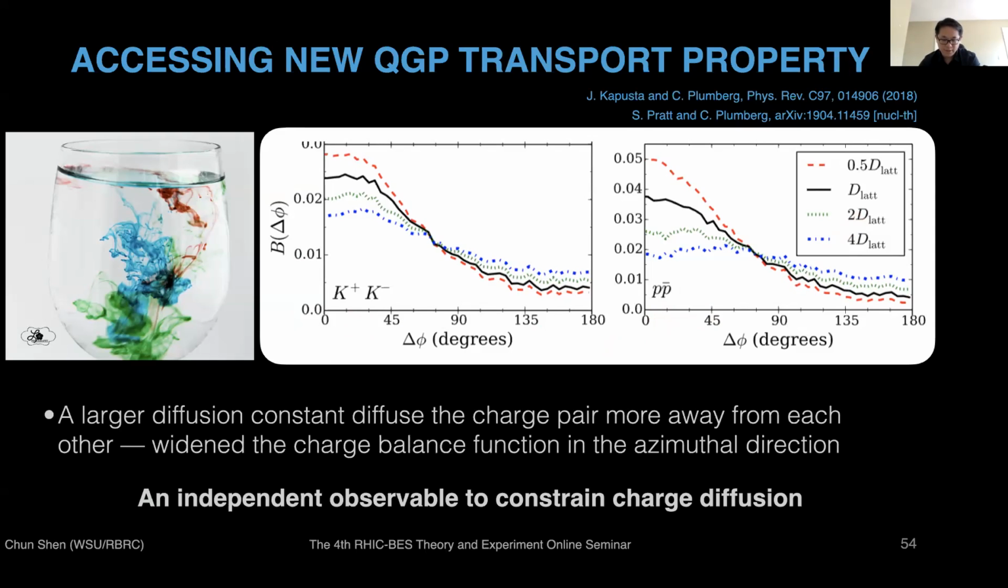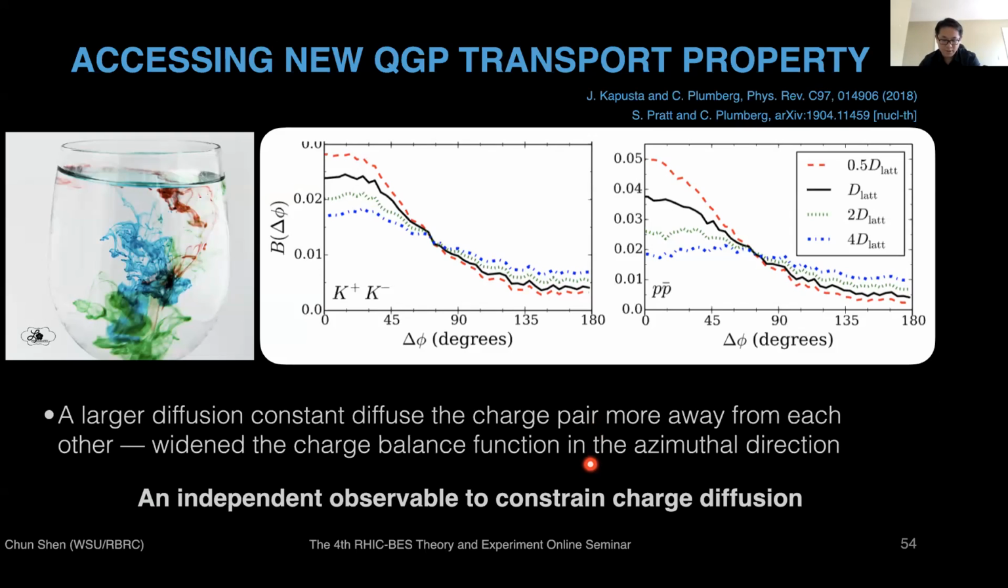And you can see that if you change the diffusion constant, you will change the shape of this correlation function in the delta phi direction. A similar study can also be carried out in delta eta for these balance functions. And you can see that for a large diffusion constant, you will have flatter distributions of these correlation functions, indicating that you will have more diffusion for these pair evolutions during the quark-gluon plasma.